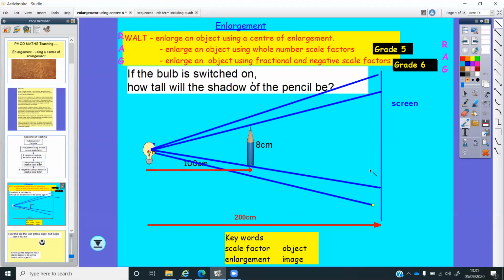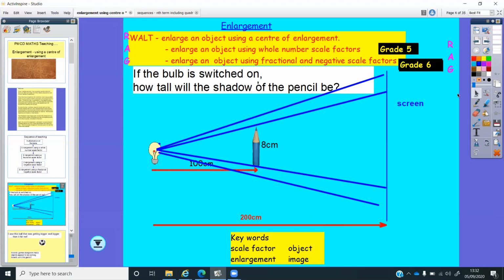Now, intuition tells them it's twice the distance the screen is from the centre of enlargement. So the shadow will be twice the size, 16 centimetres. That's an intuitive thing, and we know intuition in maths can go wrong. But what we're trying to do is bring out that intuition and say, well, actually, yeah, there is a relationship. Then I'll start talking about, okay, what happens? Now, some of them may be able to tell you how tall it is. I don't focus on that too much at this stage.